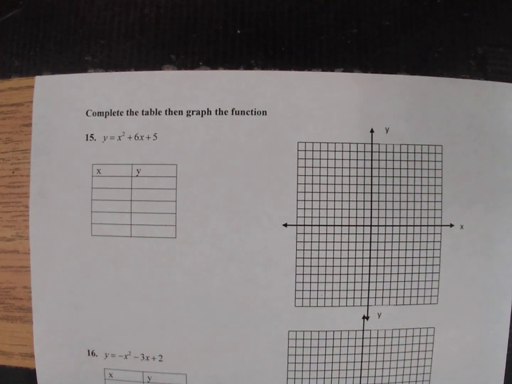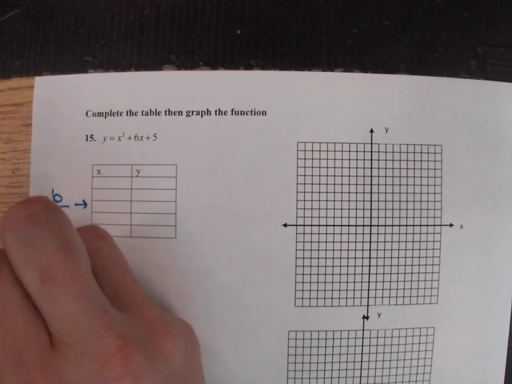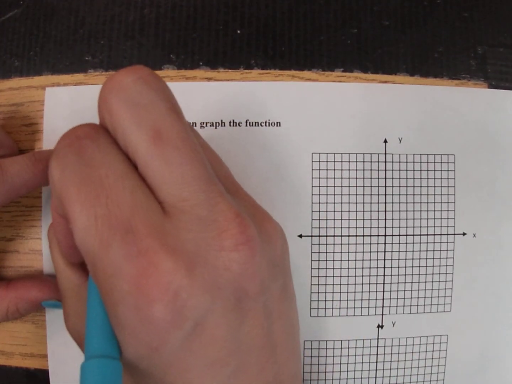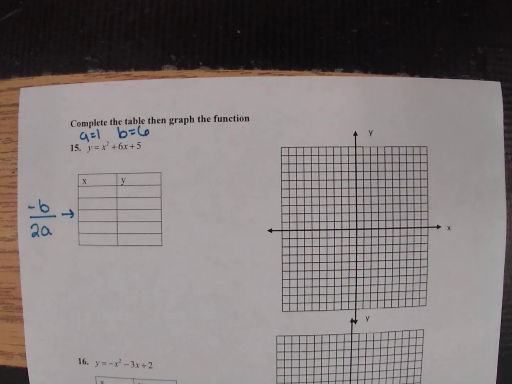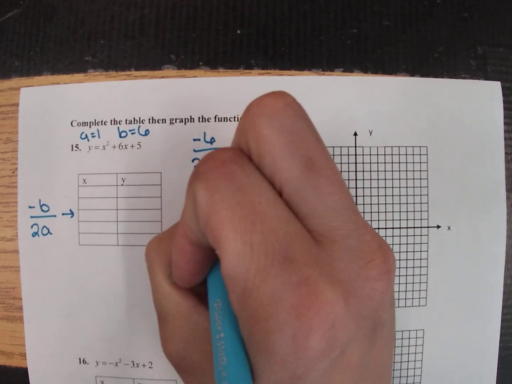Number 15, we are graphing this quadratic in standard form. When we graph quadratics in standard form, we make a table, and we find the beginning of our table by finding the vertex first, right? So we find that vertex, the middle of this table, by doing negative b over 2a. So we're going to look at our original equation. A equals 1, b equals 6, c is 5, we just don't need it, right? So negative b over 2a.